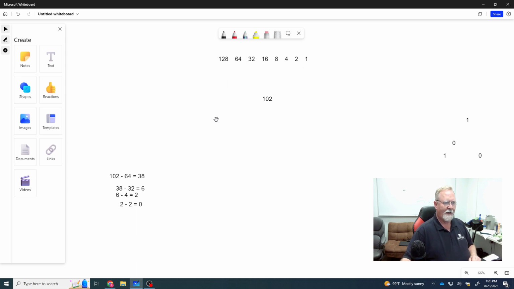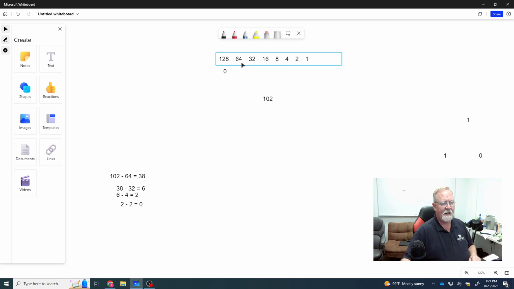Step 2, we need to find a number that is less than 102. We can't use 128 because if we did, that would mean there'd have to be a 128 place inside the number 102, and that won't work because 102 is smaller than 128. So we know right away that we can put a 0 under 128 because that one won't work. We know our first digit's going to be 0. It won't require that place.